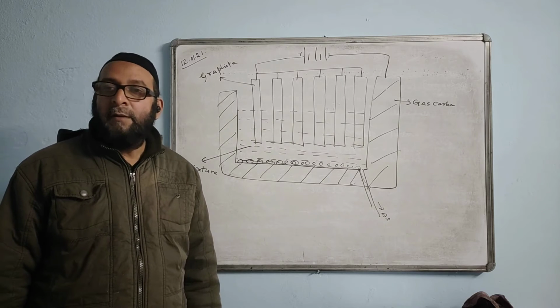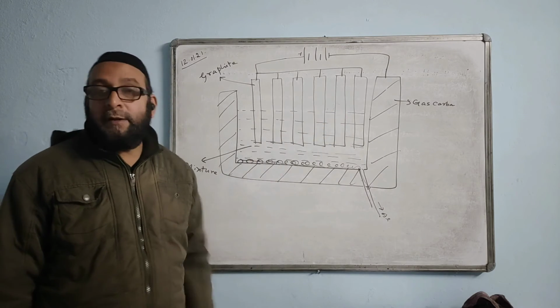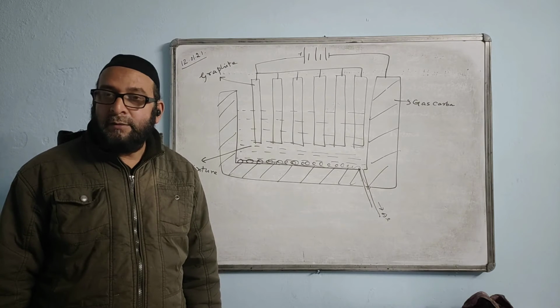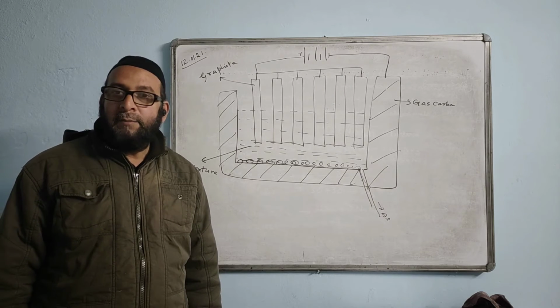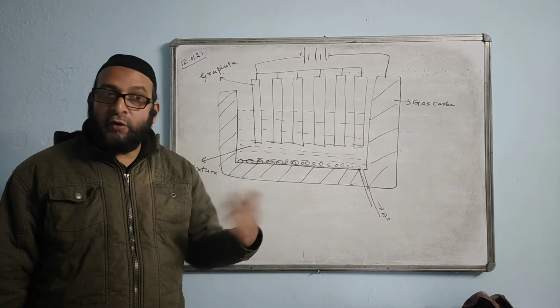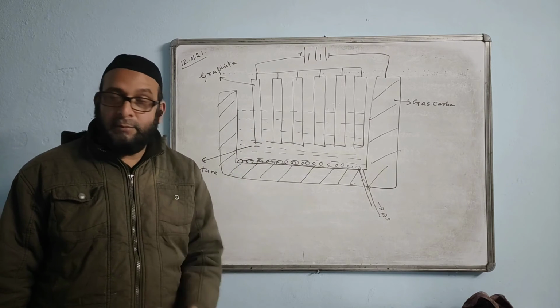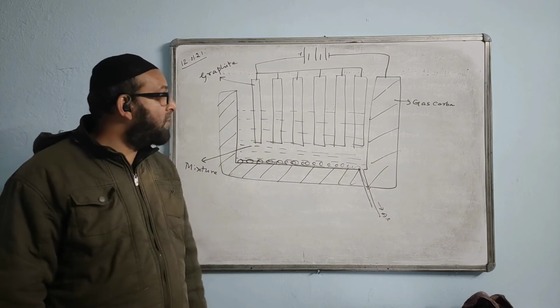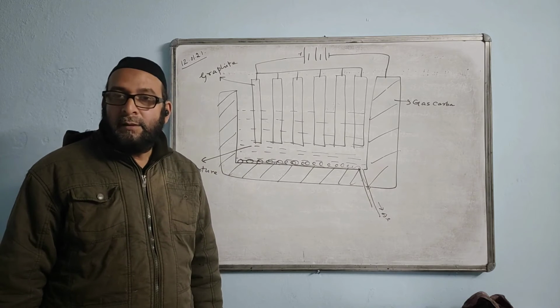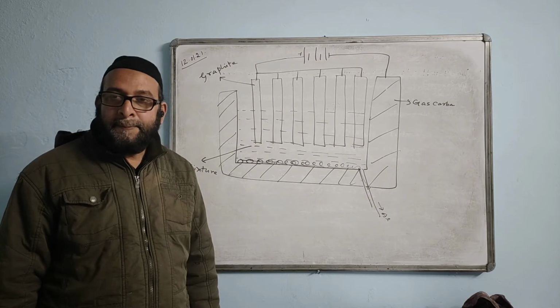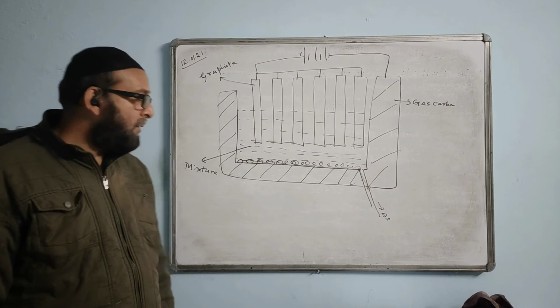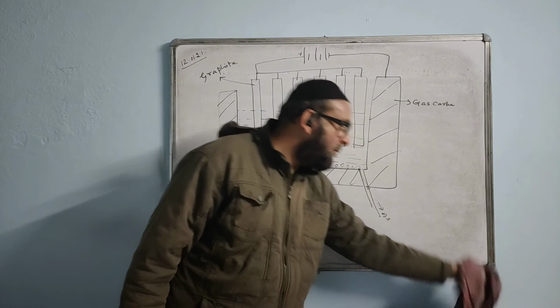950, yes. Why is it so? Because of Hall and Heroult's process. Because of the addition of cryolite and fluorspar, the melting point decreases. I hope you understood all these facts. Is it clear? Okay, I think this part you understood.